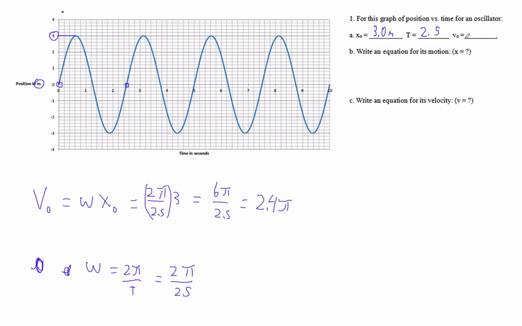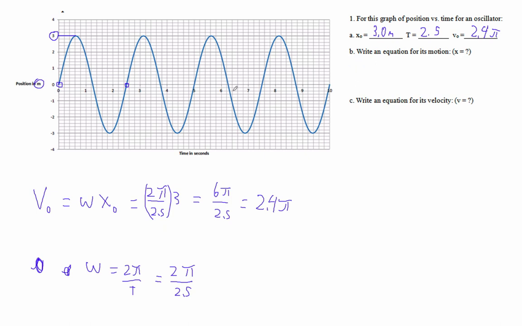The maximum position is 3 meters. Maximum velocity is 2.4 pi meters per second. And then write an equation for its motion.